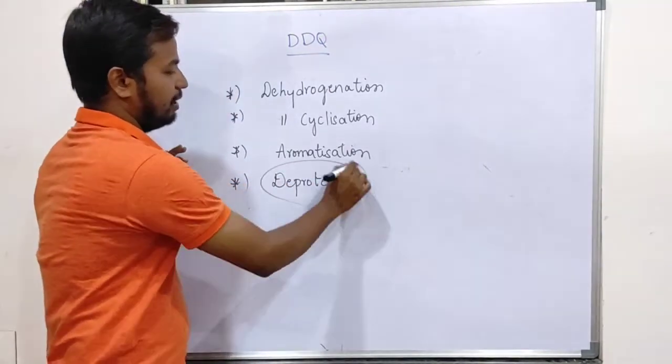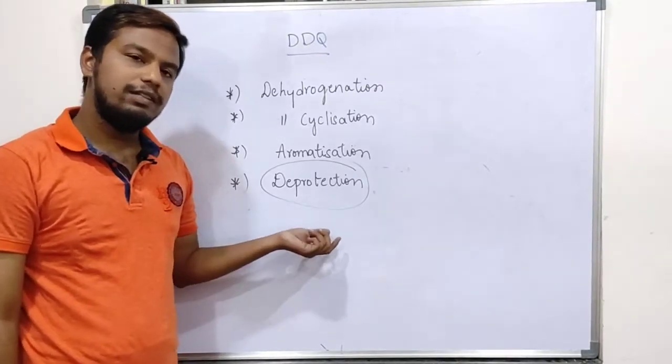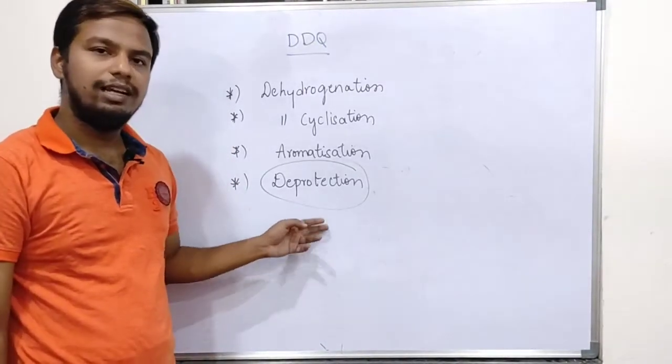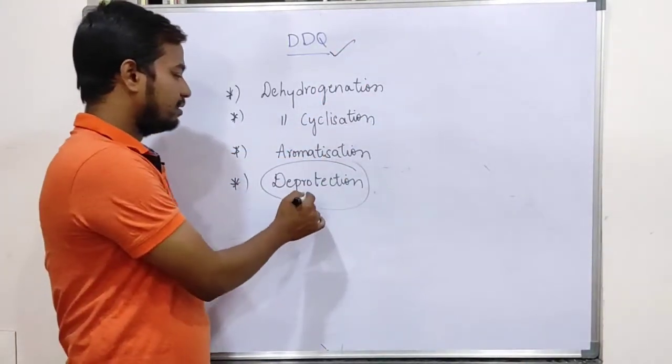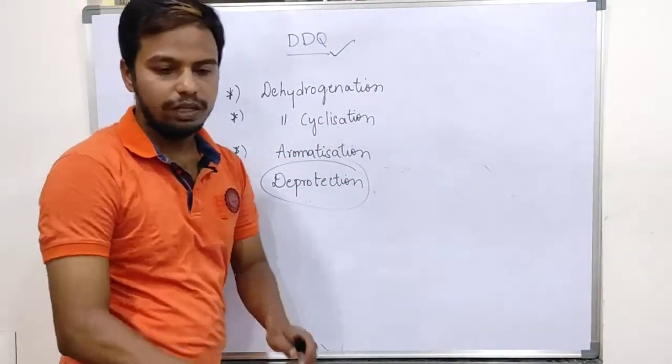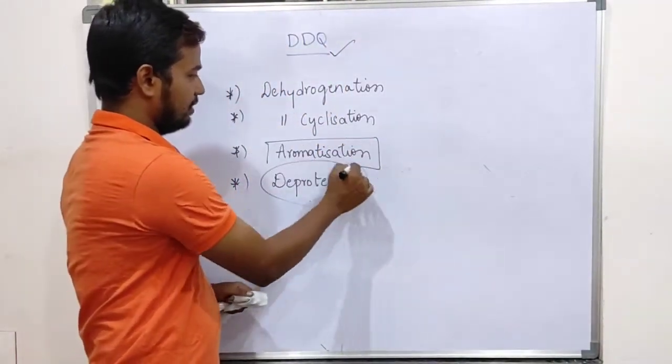It is very important. I think 2 to 3 times in previous years they have asked about this deprotection scheme using DDQ. So I will be solving problems on deprotection too. Let's take another example and prove aromatization.